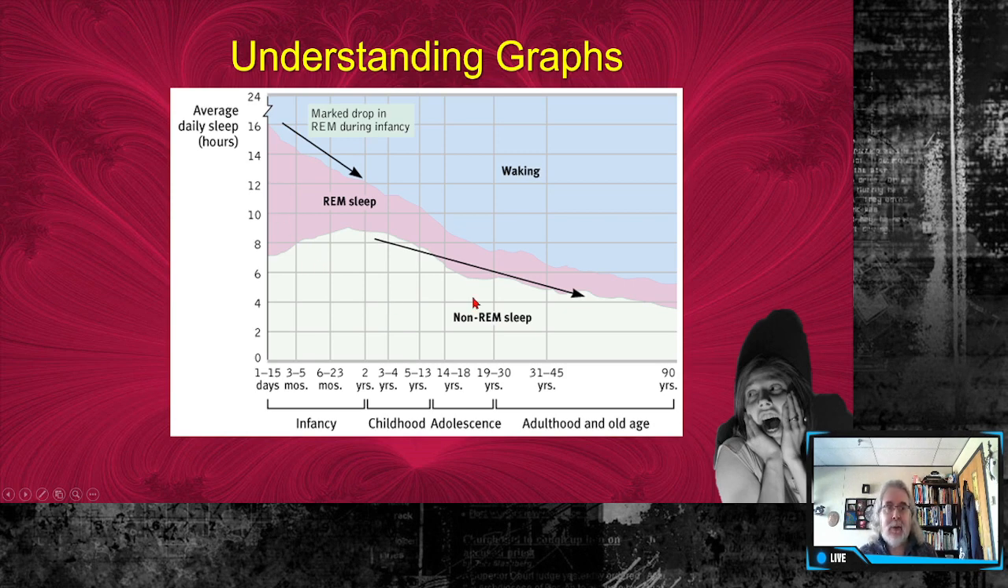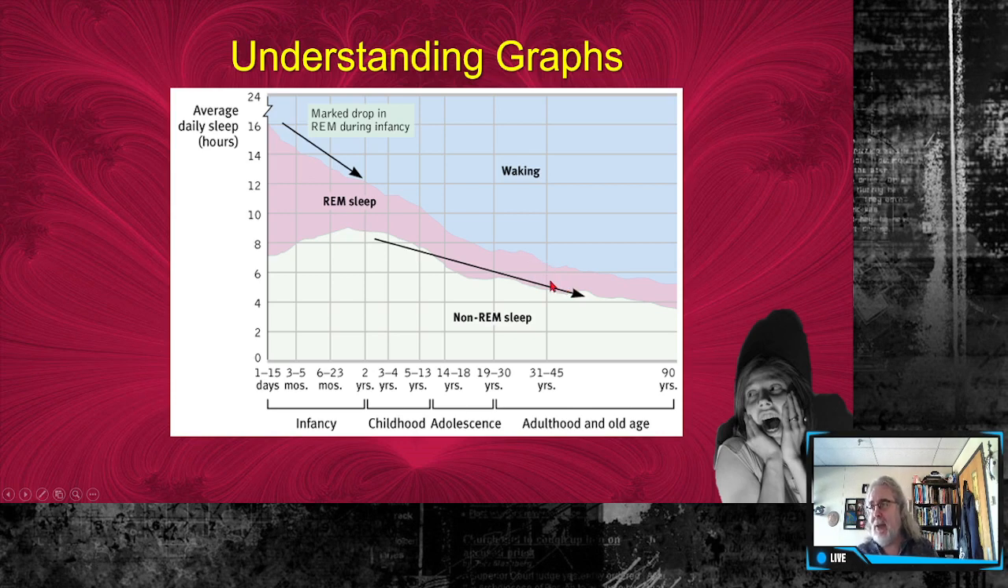And now if we look at adults who are 31 to 45 years of age, we can see they spend roughly 6.5 hours of total sleep, and 5 of those hours are in non-REM sleep. So we have about an hour and a half of REM sleep. So we can see it's different.